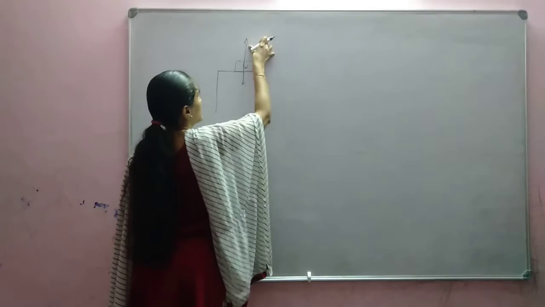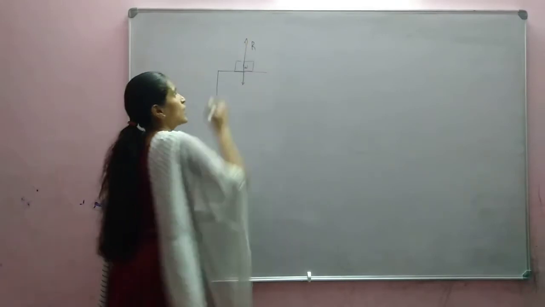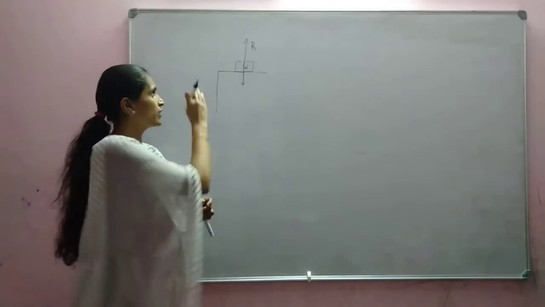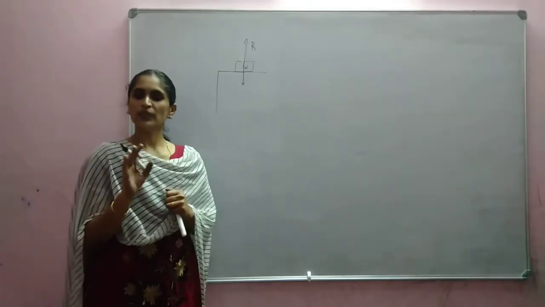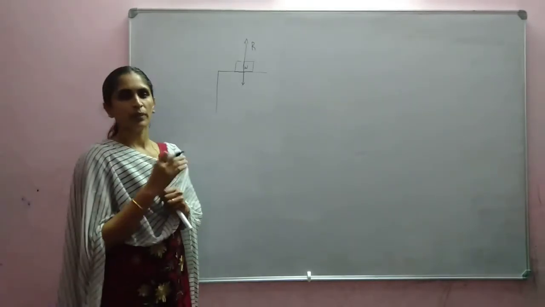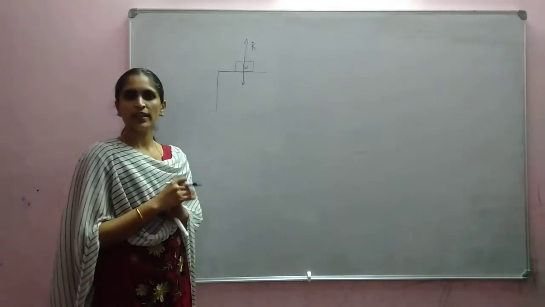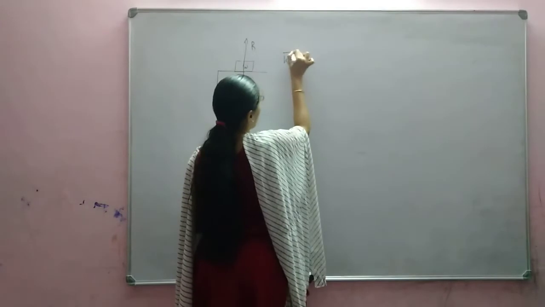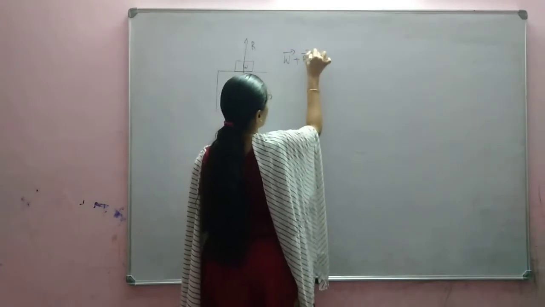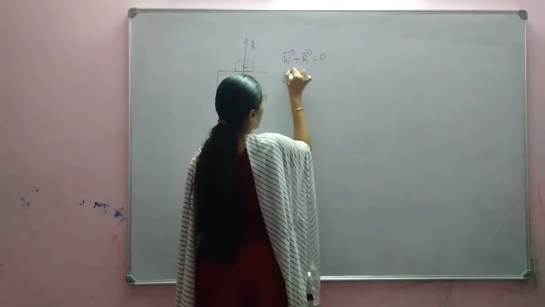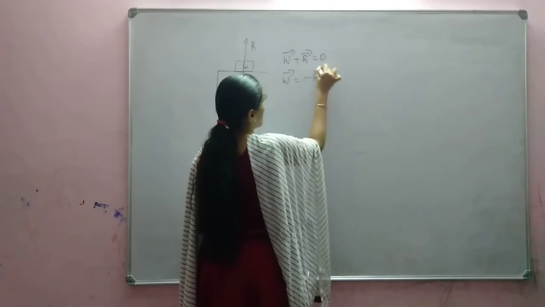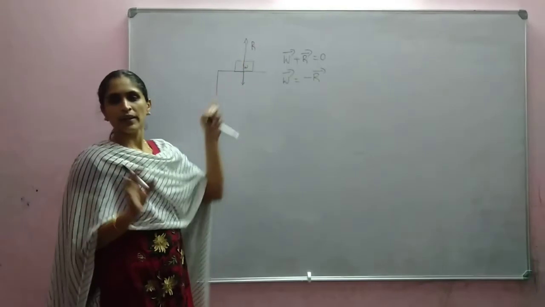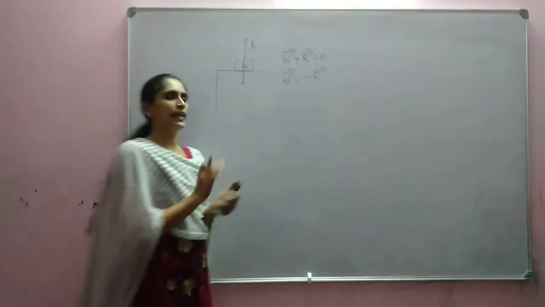That we can write as R. So R is the normal reaction. Okay, R is the normal reaction. So we can say that book is kept stationary on the table because these two forces are balanced. That's why it is at rest. So we can write W plus R is equal to 0, or we can write W is equal to minus R. Okay. So both are equal in magnitude, opposite in direction.